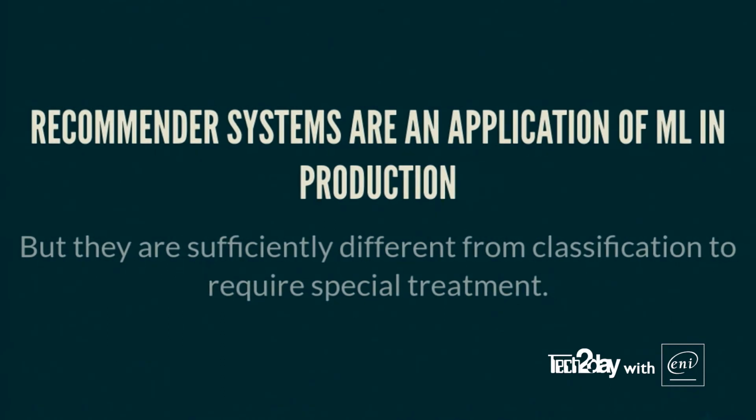So my central thesis, as I said before, is yes, recommender systems are an application of machine learning in production, but they are sufficiently different from classification to require special treatment. And there are three main areas in which they are different. Firstly, it's model choice. How do you choose a model? What constitutes a good model?